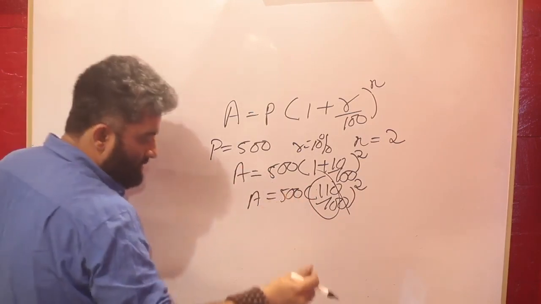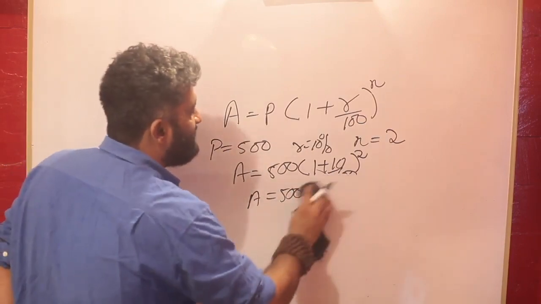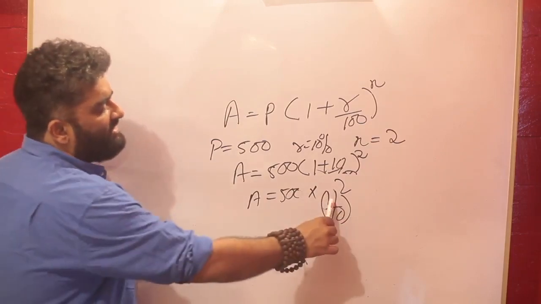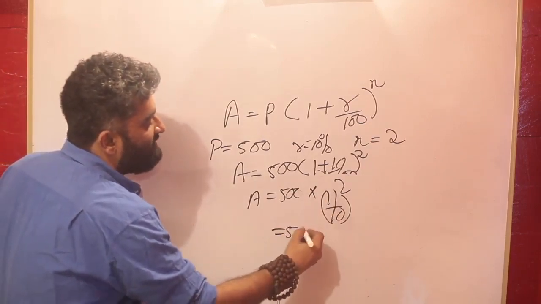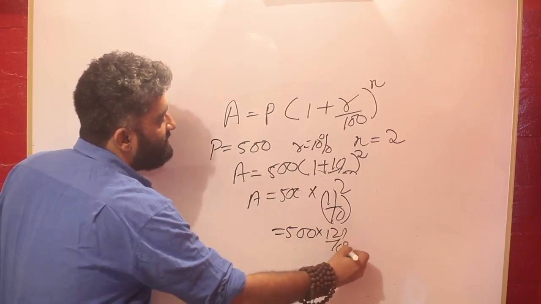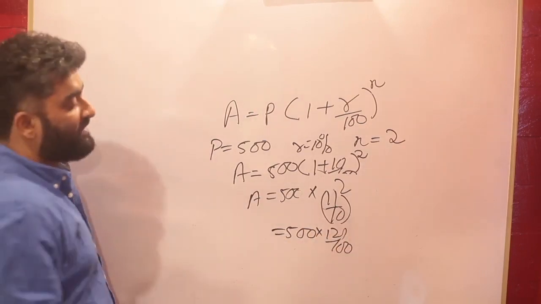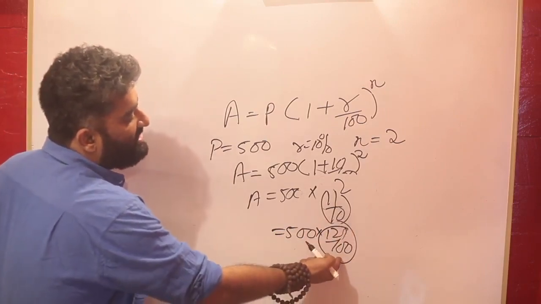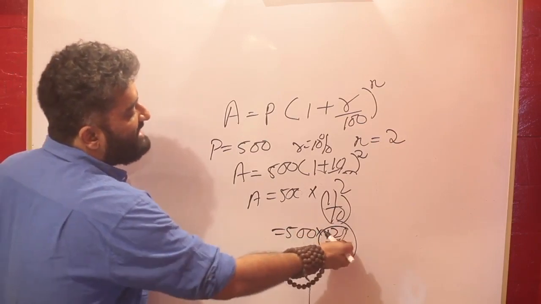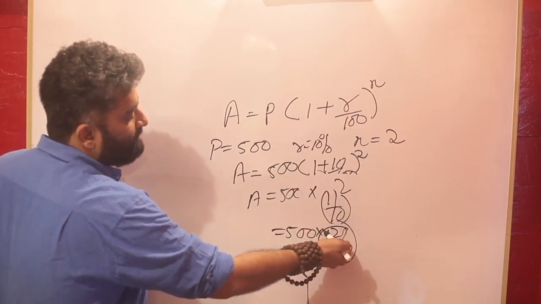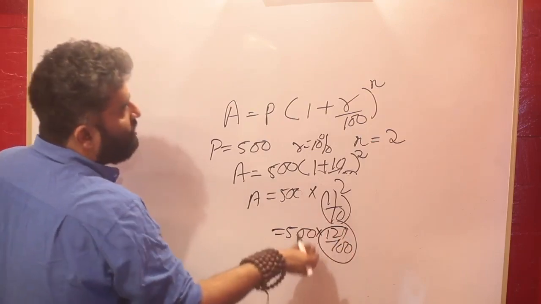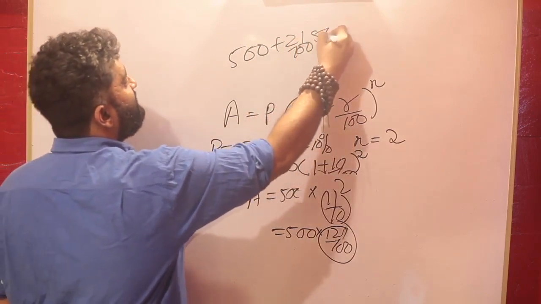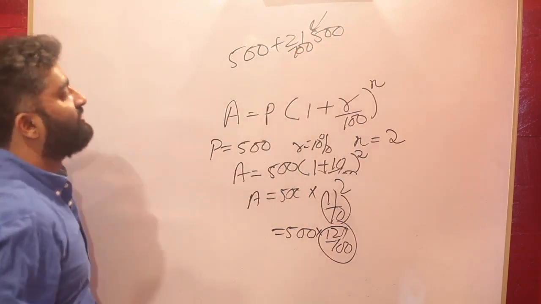So my question now becomes 500 into 11 by 10 square. 11 square should be fairly easy, so this becomes 500 into 121 by 100, and you can work out this value. But if you are familiar with the meaning of multiplying factors and what this 121 by 100 means, that means 500 has been increased by 21%. So what I could have also done is 500 plus 21% of 500, because maybe this calculation would be easier for you.